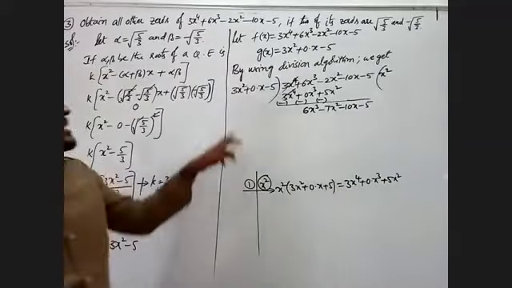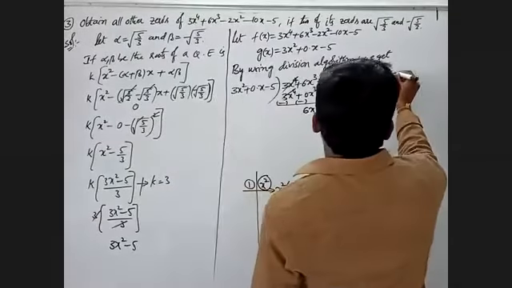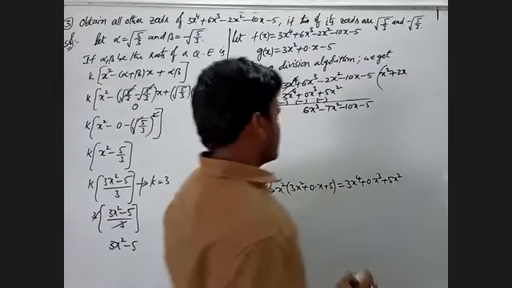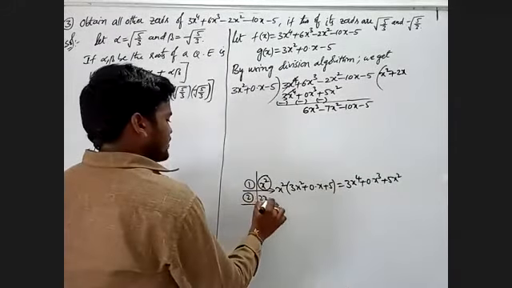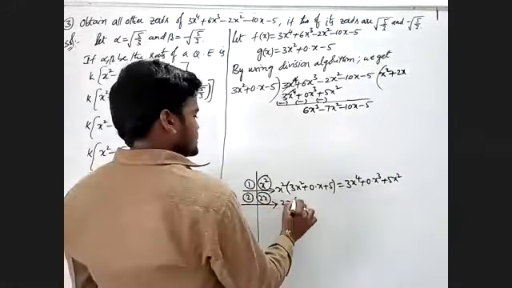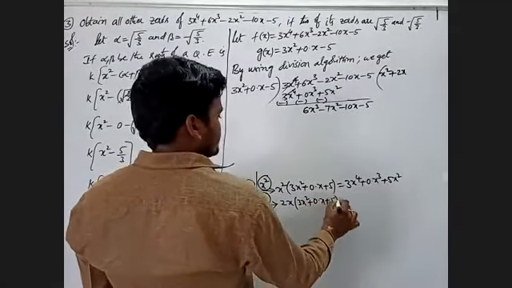Again, we will take this is the value 3x square. This is the value 6x cube. That is, I will multiply 2x. Step number 2 can multiply by 2x. That is, 2x into x square, 3x square plus 0 into x plus 5.